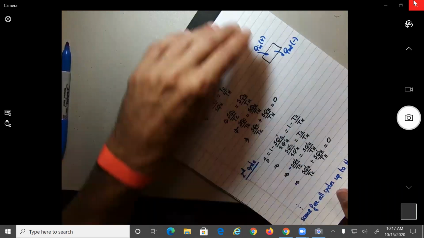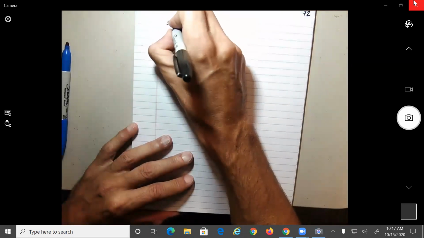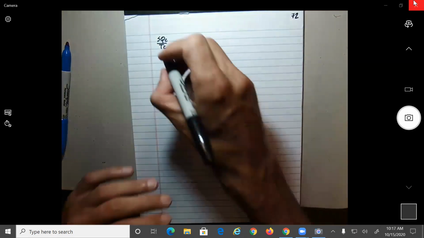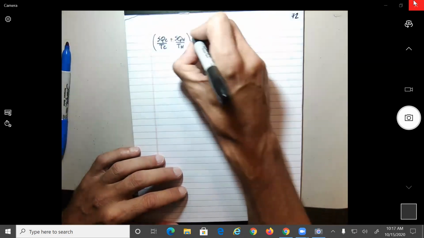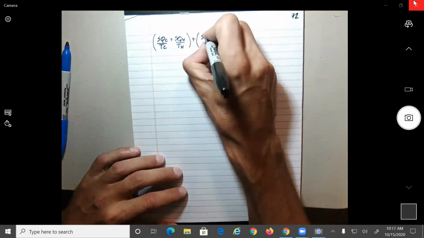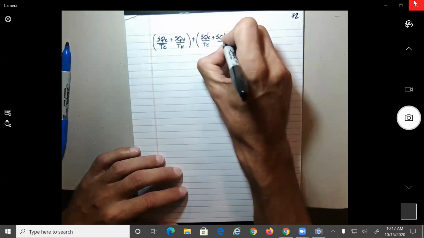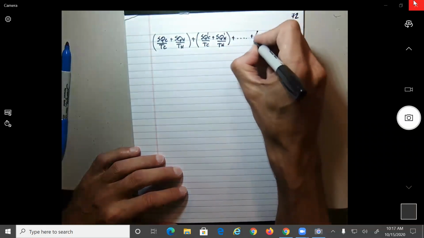So mathematically speaking, the way to write this is as follows. For the first cycle, what do we have? We have delta Q cold over T cold, plus delta Q hot over T hot. This is the first cycle, plus the second cycle, delta Q prime cold over T cold plus delta Q prime hot over T hot, plus all the cycles up to the n.